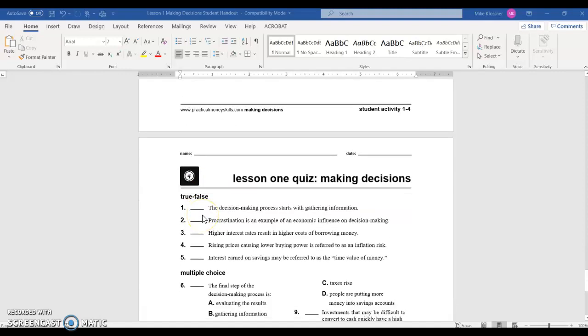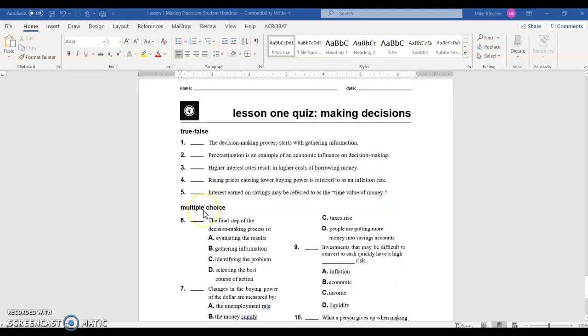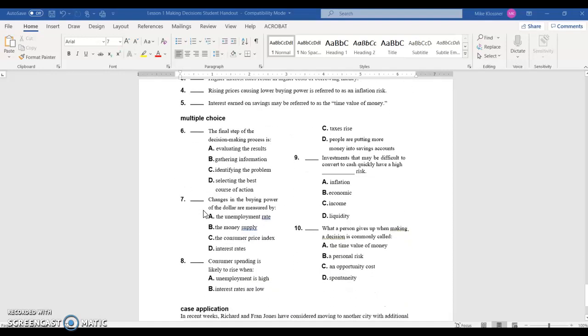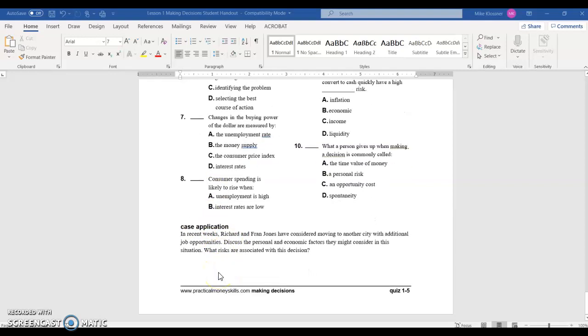All right, and then the last page of this document is going to be the lesson 1 quiz. So you could see here that you have 5 true false and then 5 multiple choice, and then you have a case application at the bottom. You may have to add a new document or a new page when you get to the bottom part, but you're going to discuss the personal and economic factors they might have considered and what risks were associated with the decision. So you can see the case application right there.